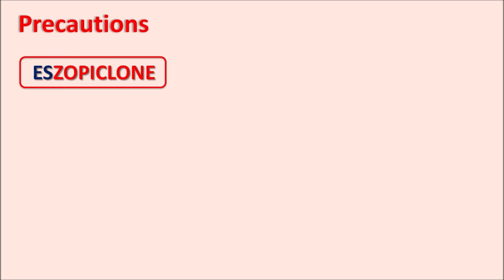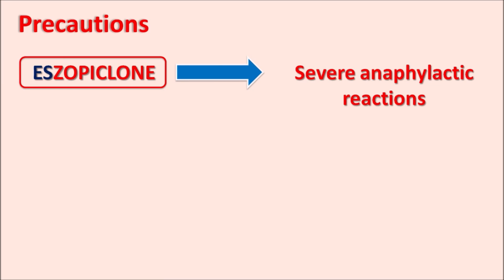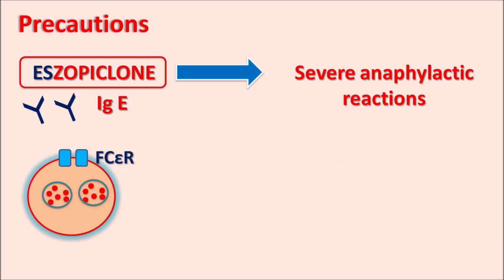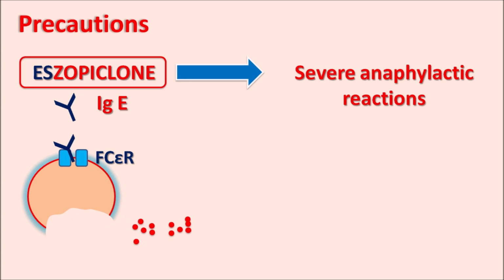The third important precaution of this drug is that it can produce severe anaphylactic reactions. These are hypersensitivity reactions produced by the release of IgE antibodies. These IgE antibodies can act on the basophils as well as mast cells, which are equipped with IgE receptors. When IgE binds to these receptors, it can produce degranulation and release of mediators such as histamine and other inflammatory mediators, which produce inflammatory reactions like angioedema.